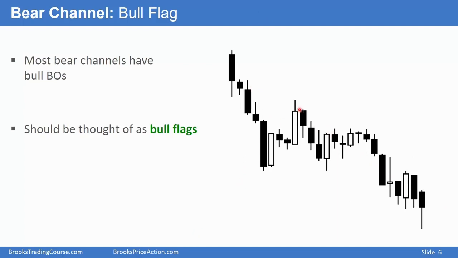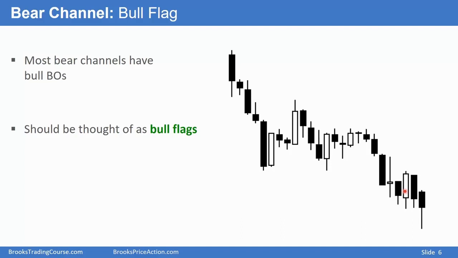Most bear channels, here's a bear channel. We have a bear breakout, a spike, and then a pullback. That's the start of a channel. Most bear channels have bull breakouts. And therefore, even if the market is in a bear trend, a bear channel is a bear trend, traders should look at bear channels and see them as bull flags because most have a bull breakout.